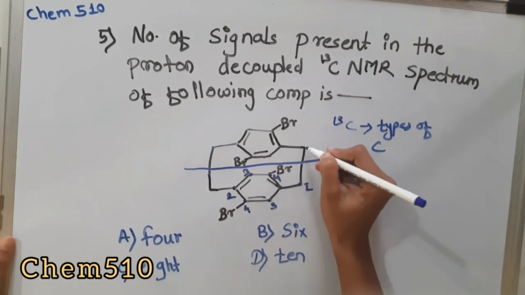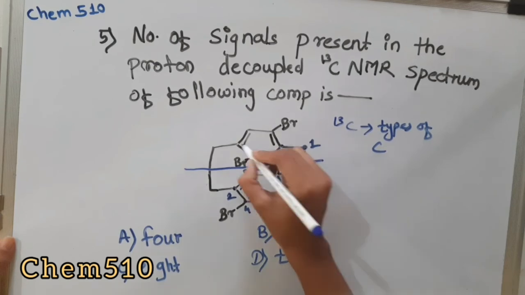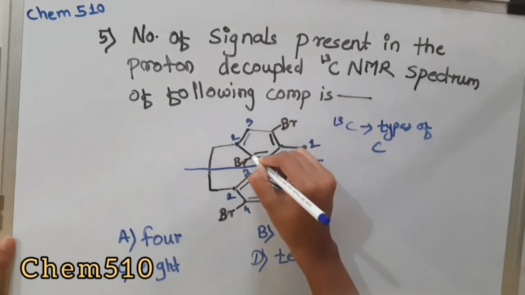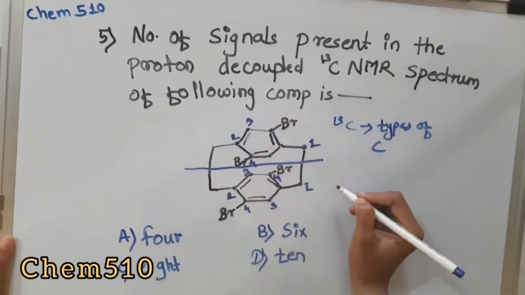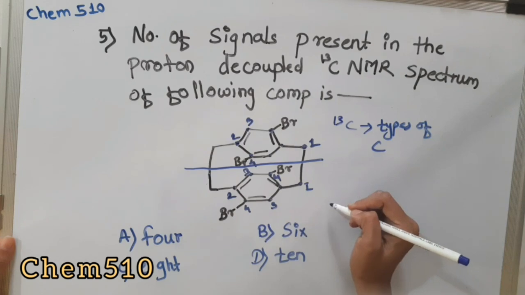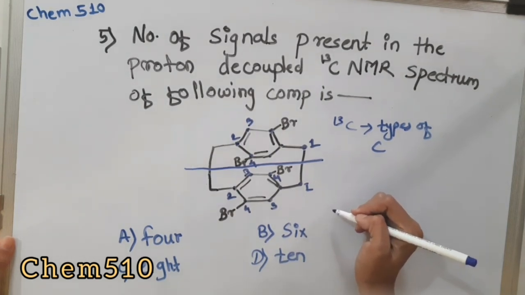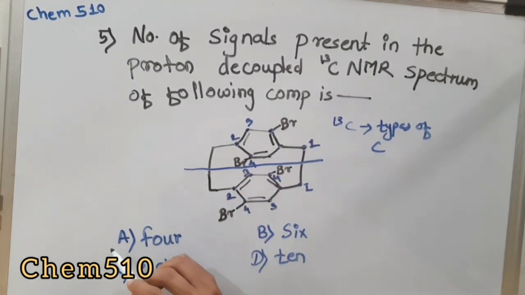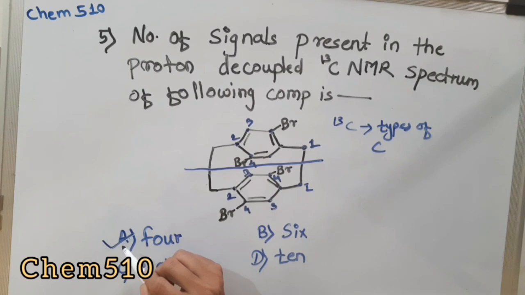In this way, here also first, second, third, and fourth. So there are 4 signals present in the C13 spectrum of this compound. Option C is correct, which is 4.